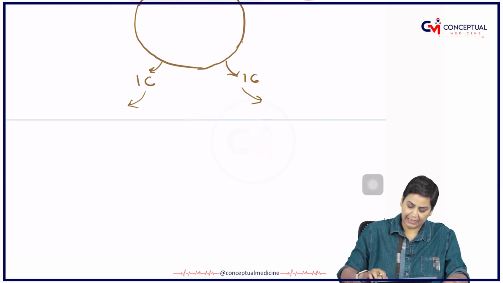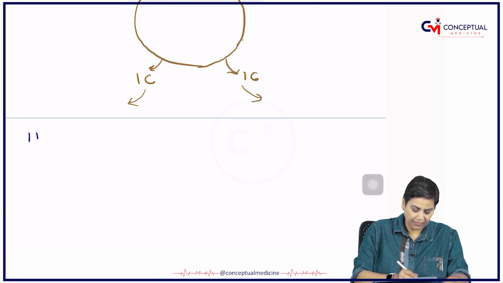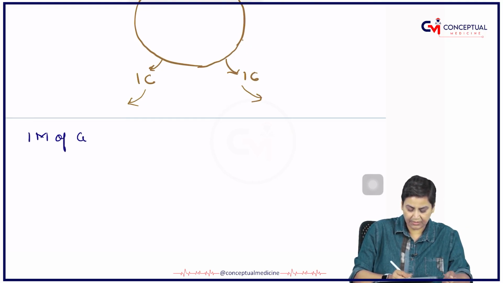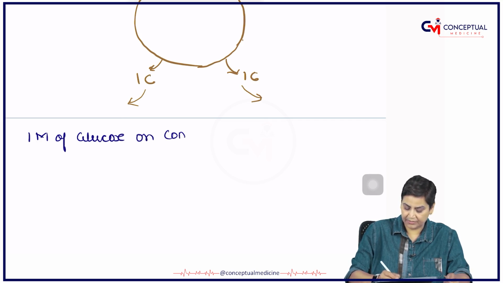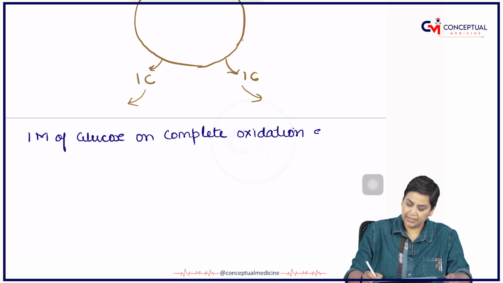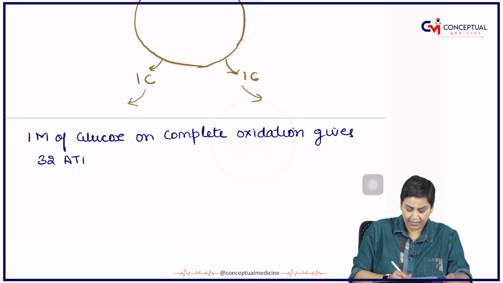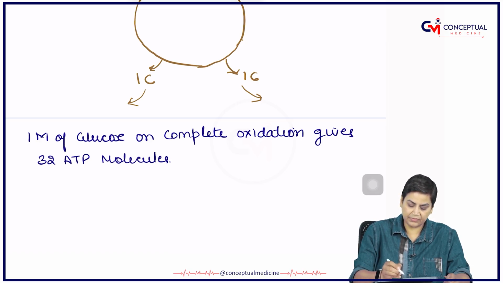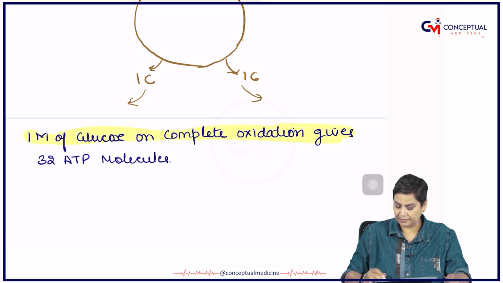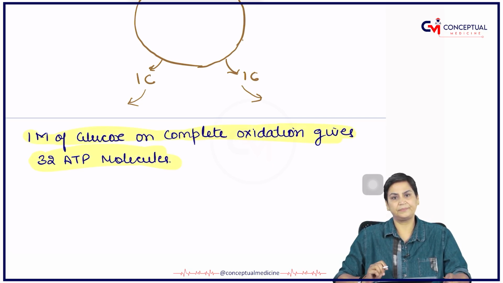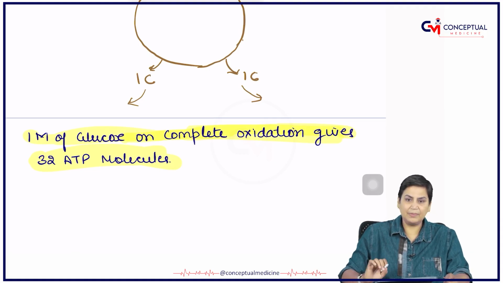So I can simply write it like this, that 1 molecule of glucose on complete oxidation gives 32 ATP molecules. This is very important, which we have to learn. Right? Now, this is complete energetics.